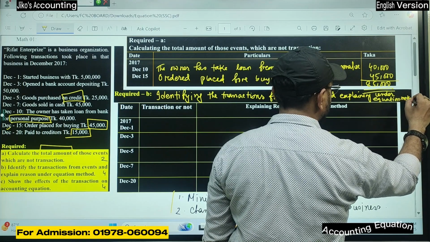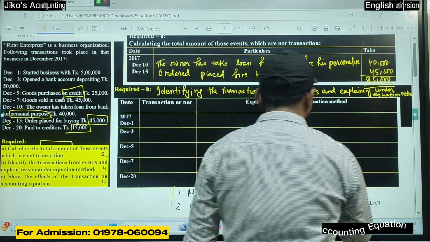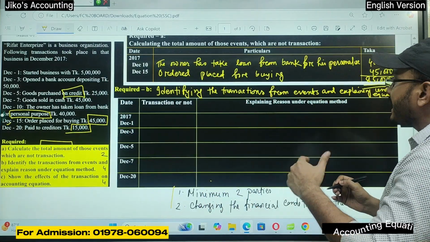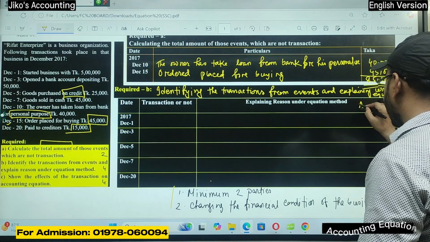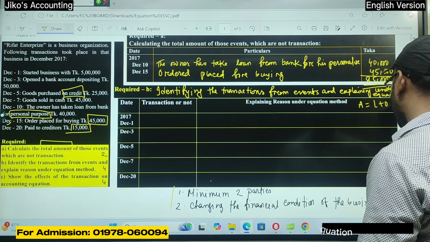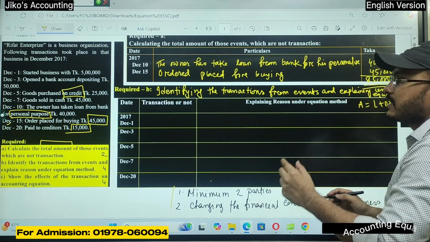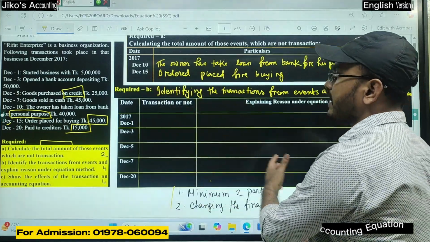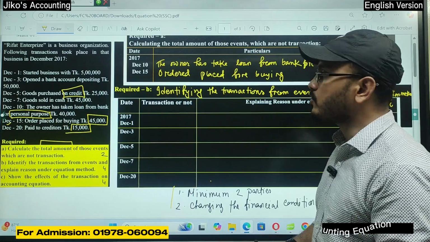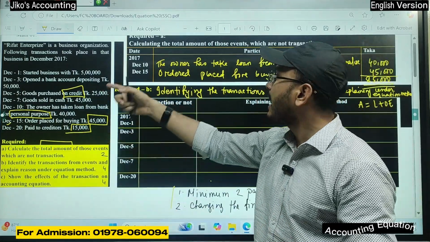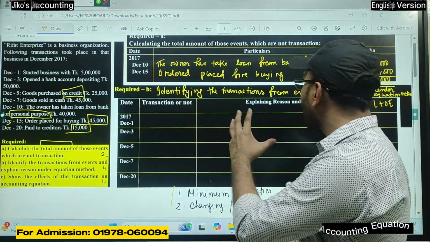Now try to get this one, sir. What do you mean by equation method? Here equation means we have to show the increment or decrement of the accounting equation. So what is the accounting equation? Like A = L + OE. You can see the effects based on these transactions, and you have to write them down here. First of all, you have to identify, is it a transaction or not? We have already discussed this earlier while doing requirement number one, right? Again, now we have to explain it.